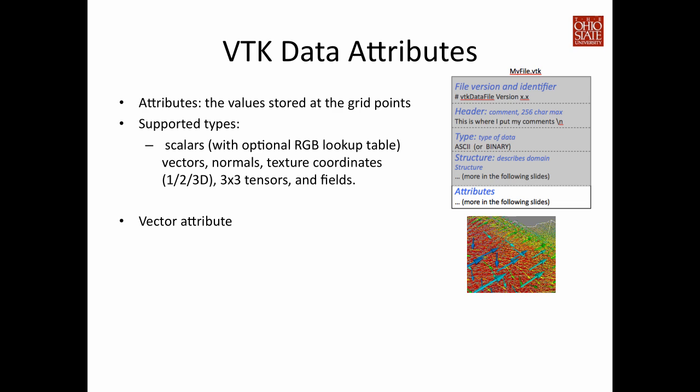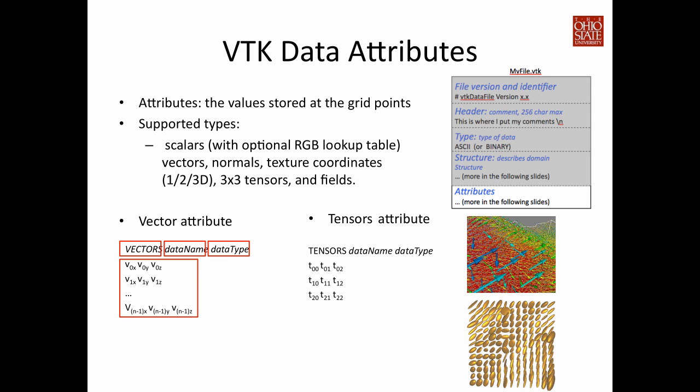For vector attributes, we first start with the keyword vectors, followed by the name of the data as usual, and then the type of the vector values. Then you need to specify n 3D vectors. Here, n is the number of grid points. One thing you'll notice is that VTK assumes your vectors are always 3D vectors. Defining tensor attributes is very similar, except that you are going to supply n 3x3 matrices as the tensor, where n again is the number of grid points you specified earlier in the domain structure.